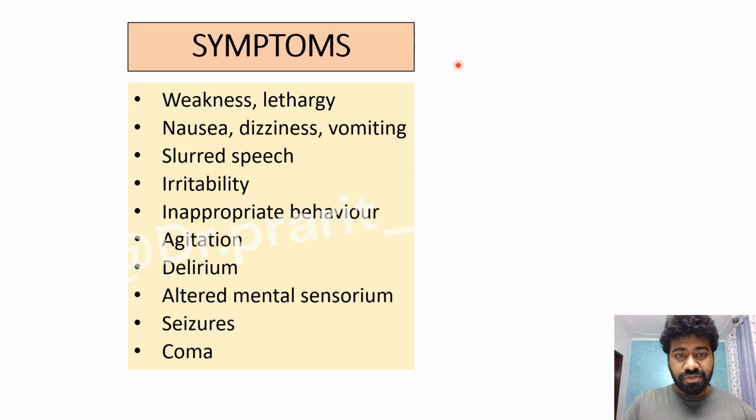Now, the symptoms of heat stroke. Weakness, lethargy, nausea, dizziness, and vomiting are the initial symptoms of heat stroke. When a person is exposed to excessive heat, initially he will complain of weakness, followed by lethargy, then he will complain of nausea, vomiting, dizziness. Now the CNS symptoms start, such as slurring of speech, followed by irritability, inappropriate behavior, agitation, delirium. All these are components of the altered mental sensorium. Seizures can follow, followed by coma, depending on the severity of illness and severity of heat exposure.